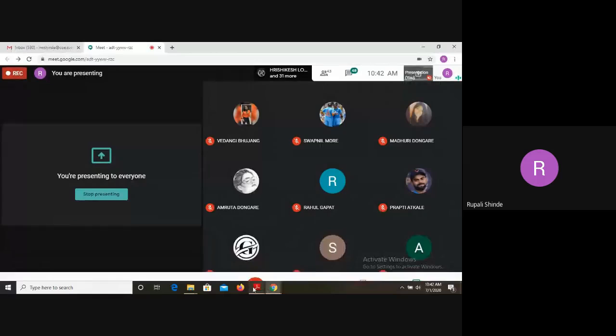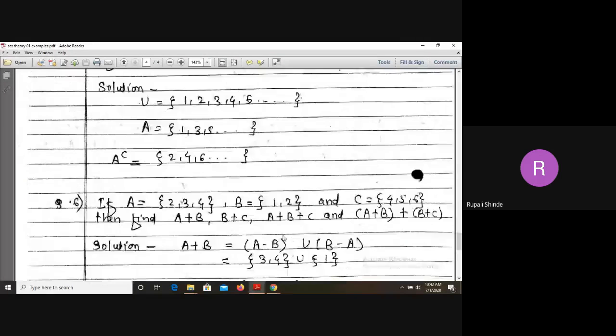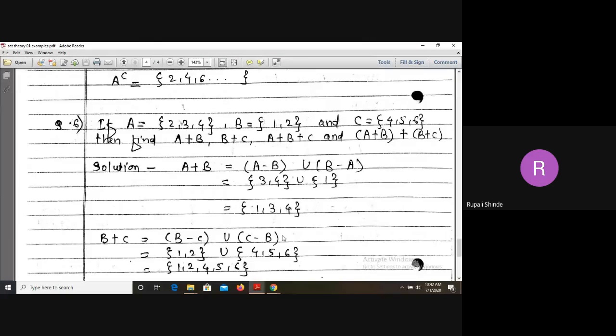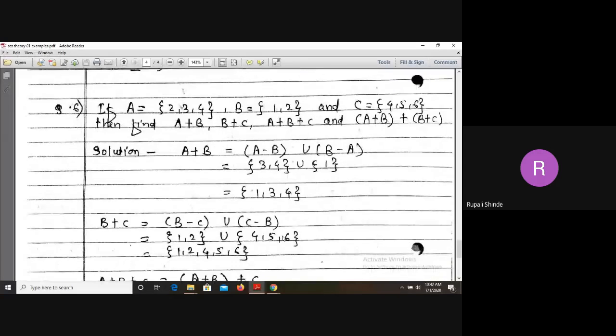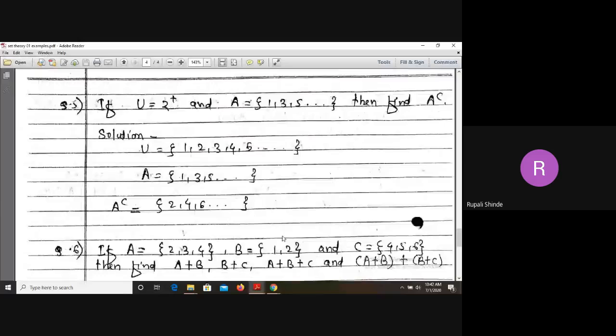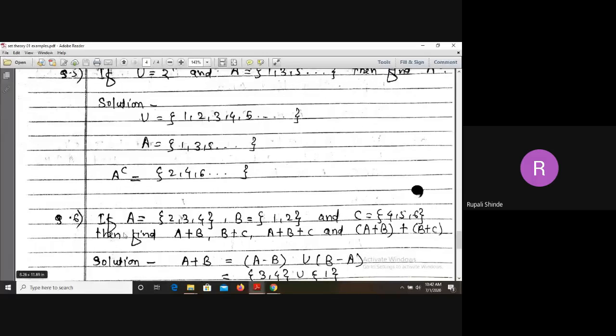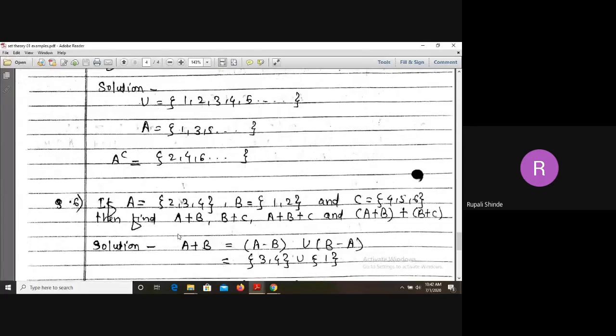Now we have to see some examples based on symmetric difference or Boolean sum. Here in this question they have given 3 sets as A, B, C. You have to find out the value for A plus B, B plus C, A plus B plus C, and A plus B plus B plus C. One by one we will solve it.